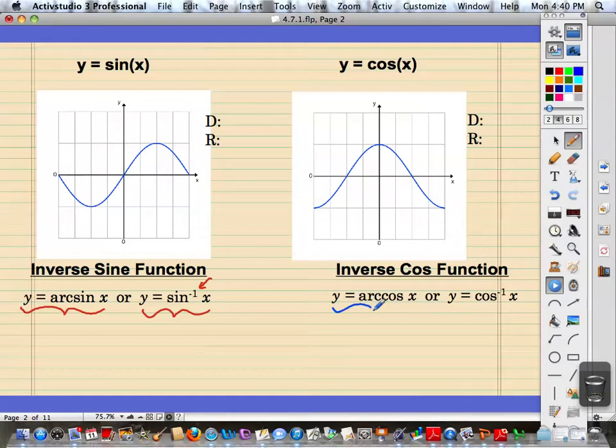Okay, but again, notice in the notation, I have arc cosine of x, or I can use cosine -1, which simply means inverse cosine. Okay, so both of these are read the same way. The arc cosine means the inverse cosine function. It's just different notation. Over here, I would read it as arc cosine on the left, and on the right, I would read it as the inverse cosine of x, meaning what angle has a cosine of this value.